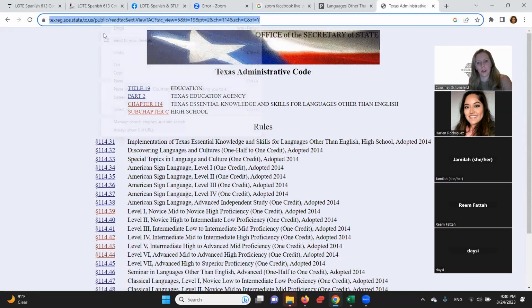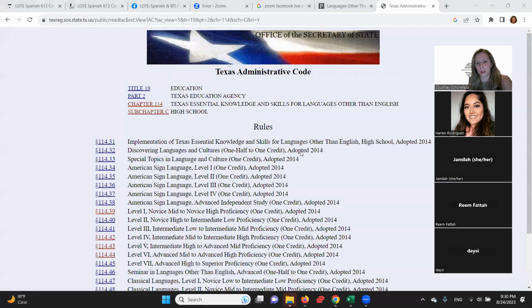Sure, I'm going to send the link in the chat box, and unfortunately I've got to go because I have free tutoring for a different subject right now. So I've got to log onto that. But it tells you level 1 should be novice mid to novice high, level 2 novice high to intermediate low. That's what I needed to look at.